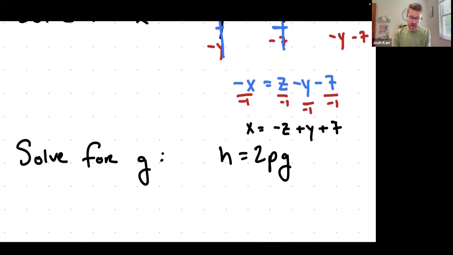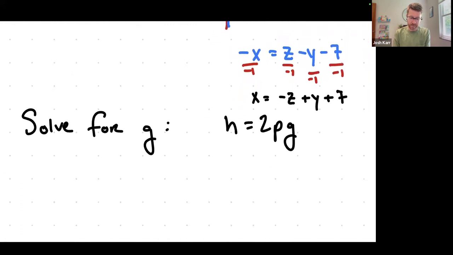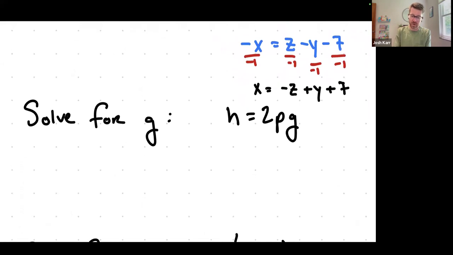With that one, we were using our additive property a lot of the time. With this one, we're being asked to solve for g. So g is right here, and we want that to be by itself. We're pointing at things, saying what needs to move. This 2 needs to move, and the p needs to move. Currently, what are the 2 and the p doing to the g? They're multiplying, right?